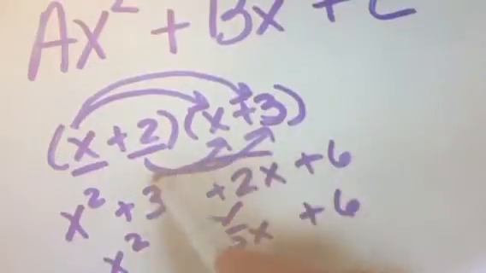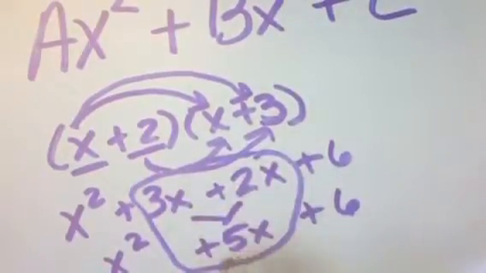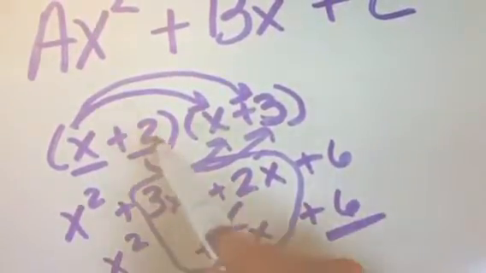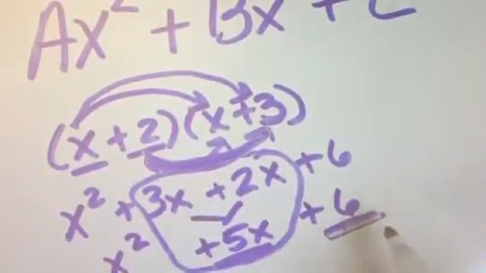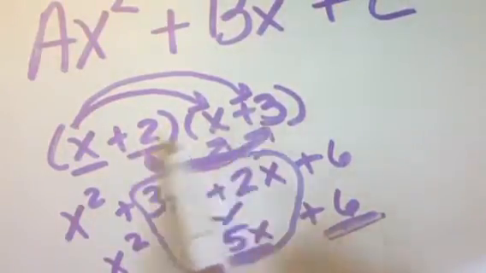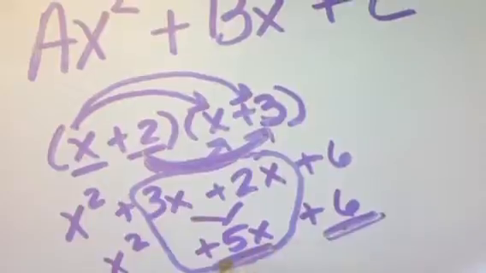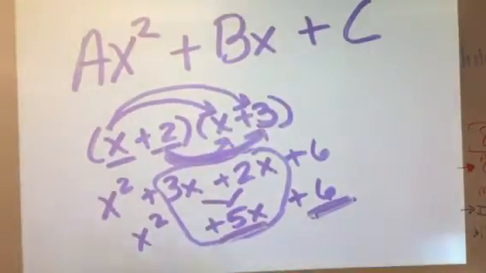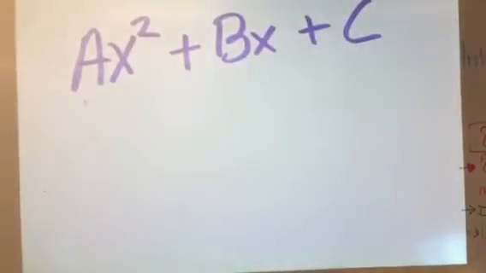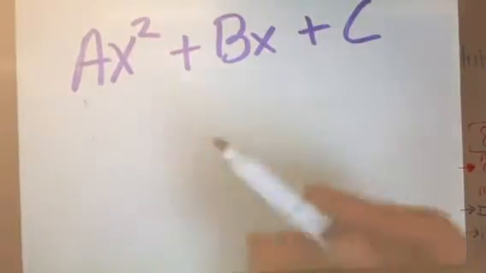Notice that we added the two middle terms to get a sum of 5x. The positive 6 came from multiplying the positive 2 and the positive 3 to get a product of positive 6. Positive 2x and positive 3x gave me a sum of 5x and a product of positive 6. We're going to use that information as we talk about factoring polynomials in the form ax squared plus bx plus c. The strategy I'm going to use, I call it Lizzie's method, you can call it the diamond method, but write this down.